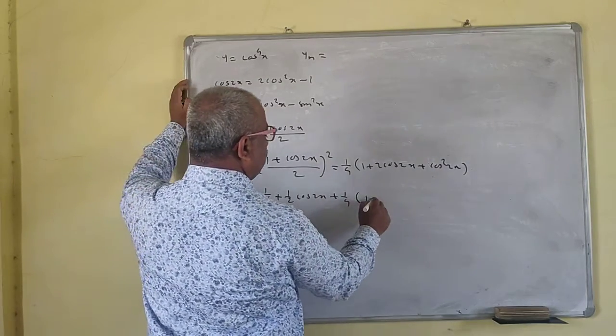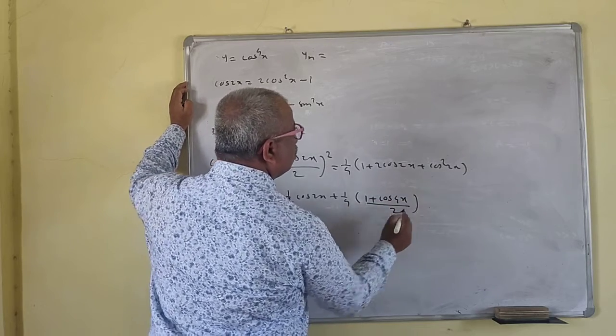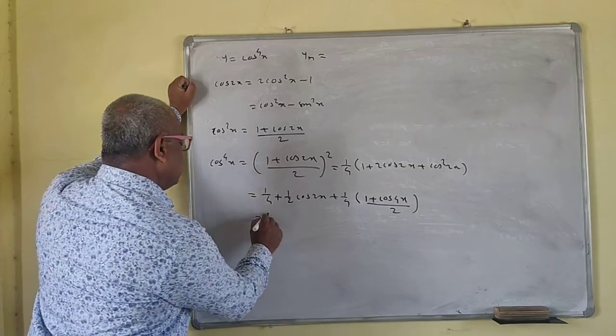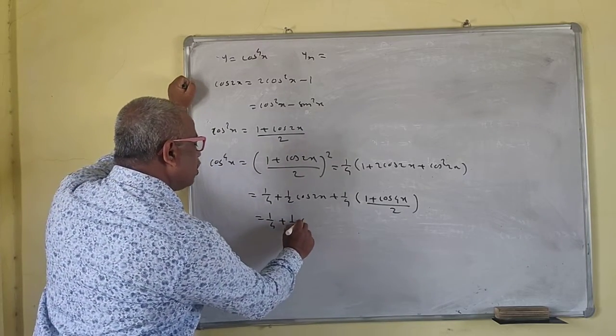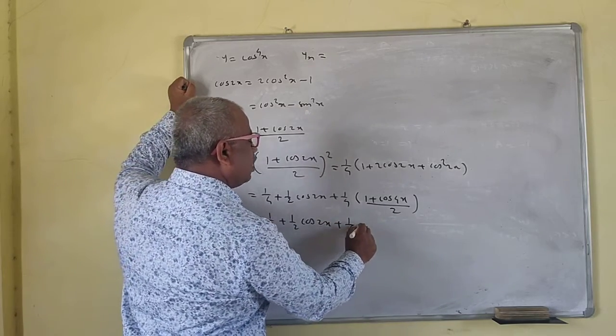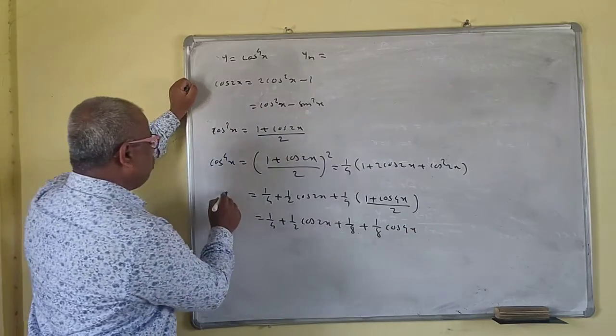This is what? 1 plus cos 4x upon 2. This is the formula for cos square twice x. Again, we will simplify this. This is what? 1 by 4 plus 1 half cos twice x plus 1 by 8 plus 1 by 8 cos 4x. So this is your y now.